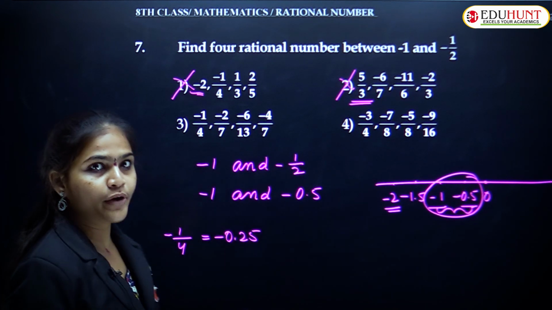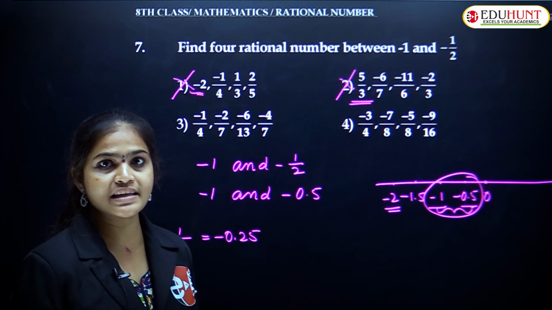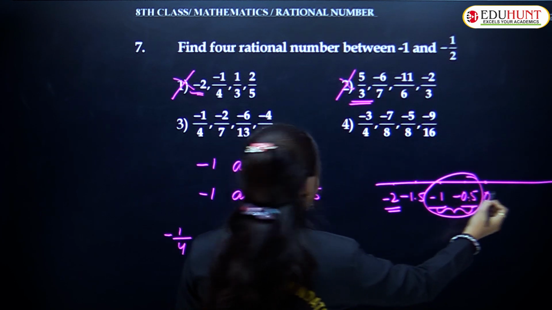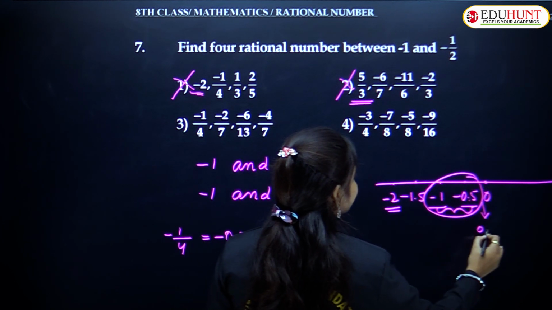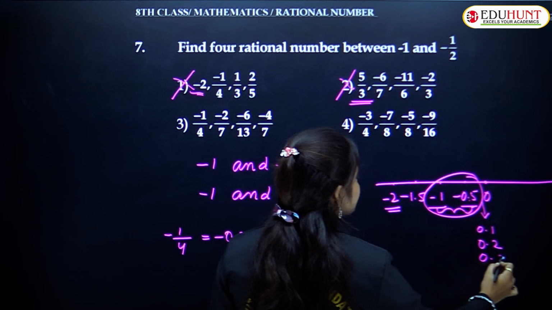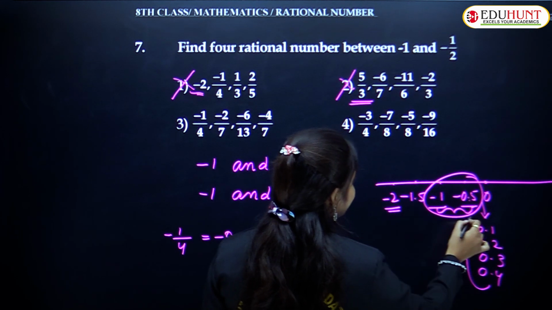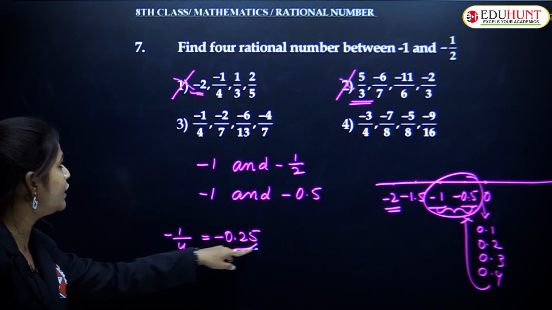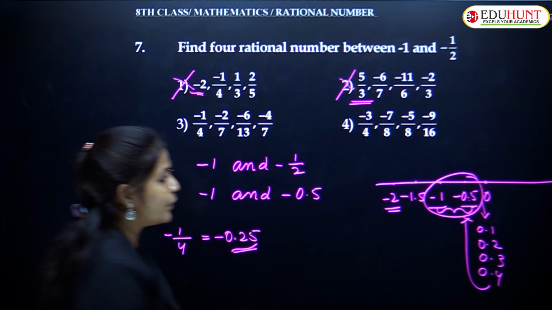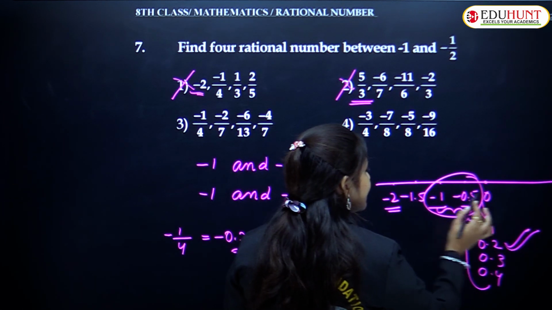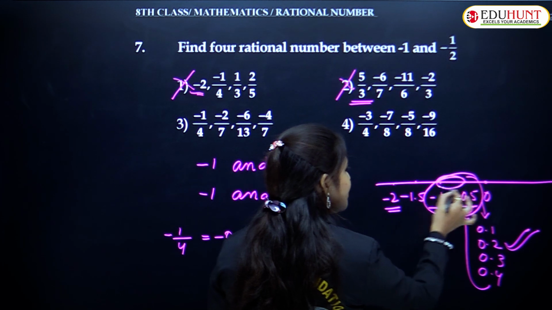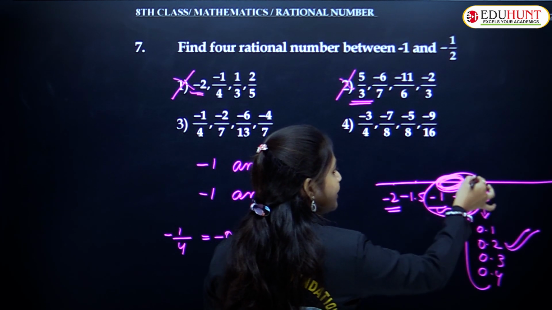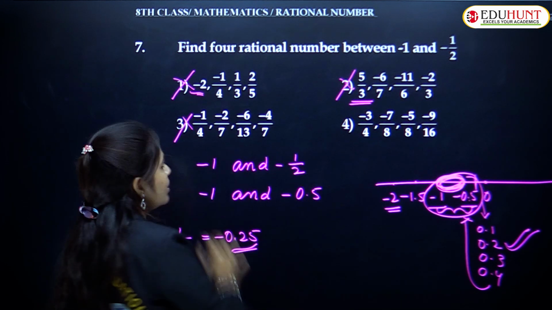So minus 0.25, where is it? Here we can take 0.1, 0.2, 0.3, 0.4. After that we have 0.5. But we have here 0.25. So 0.25 is here. We just need to find the numbers which lie in between minus 0.5 and minus 1. But here we are getting the number outside, no. So that's why this is also the wrong option.